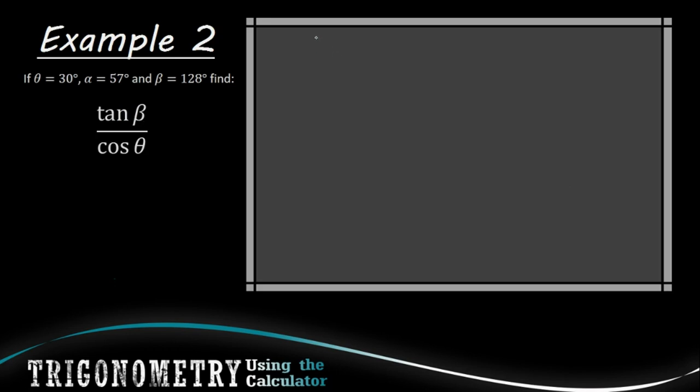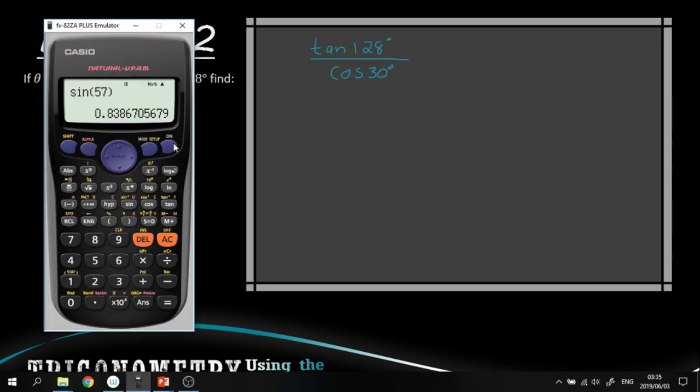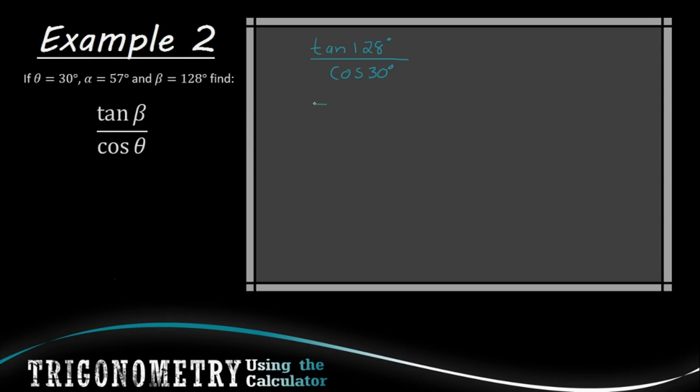And then for example 2, I've got tan beta over cos theta. So writing that, we've got tan, and then instead of beta, we've got 128 degrees over cos theta, which is cos 30. And then typing that in, we simply start with just creating our fraction, and then we have tan of 128 over cos of 30. And this gives us negative 1,478.